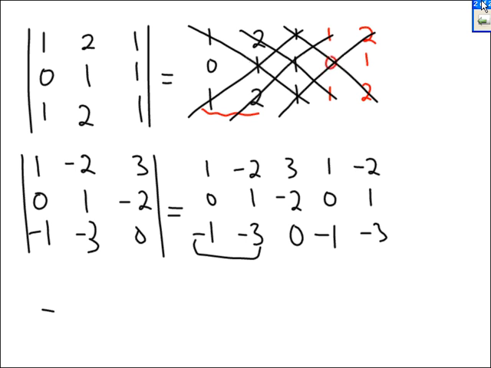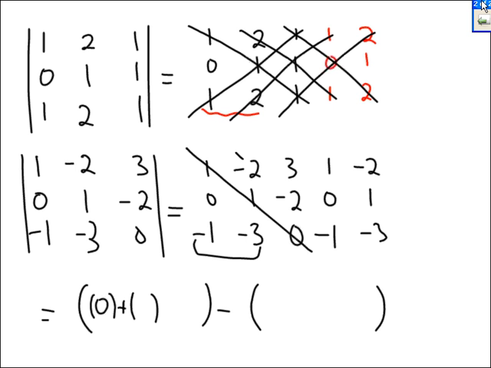And the answer is going to be one number minus another number. Multiply these three numbers, you get 0. Plus. You multiply these three numbers, you get negative 4. Plus.